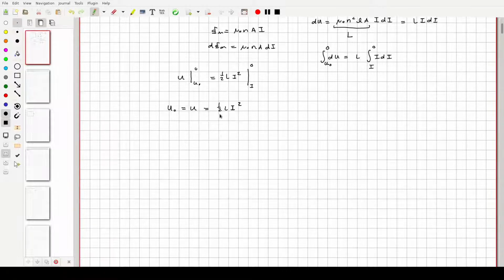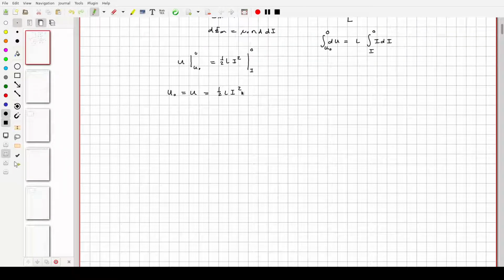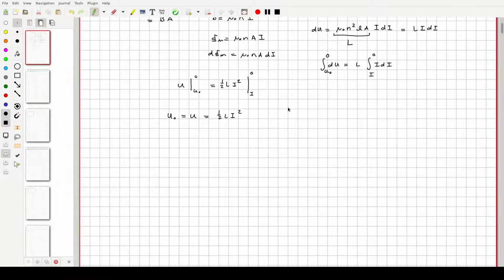So this is one way that you can think of the potential energy, and it should look very familiar to us. If you look at, say, the potential energy within a capacitor, it looks like 1/2 CV squared. So the potential energy inside a capacitor is 1/2 CV squared. The potential energy within an inductor is 1/2 L I squared. So a lot of similarity here.